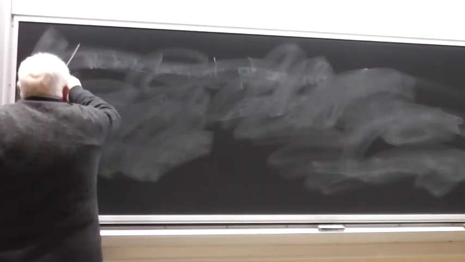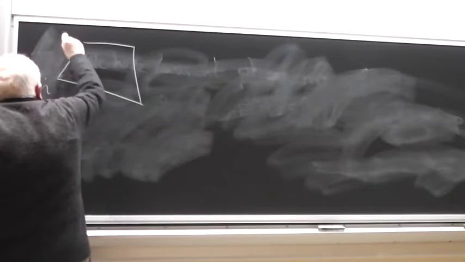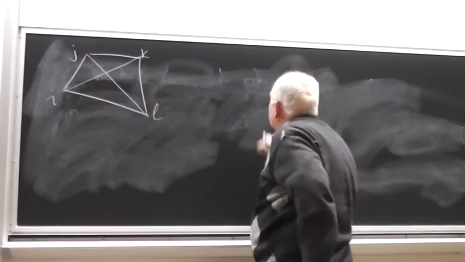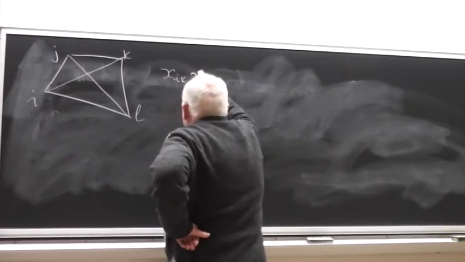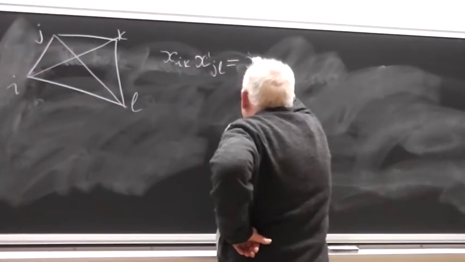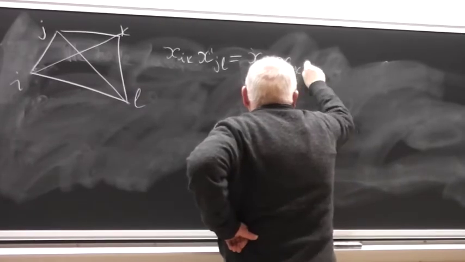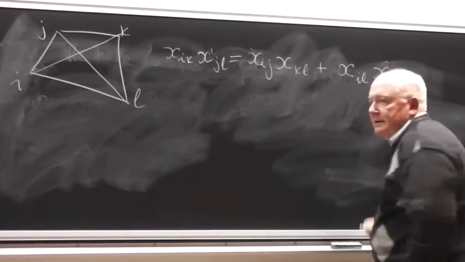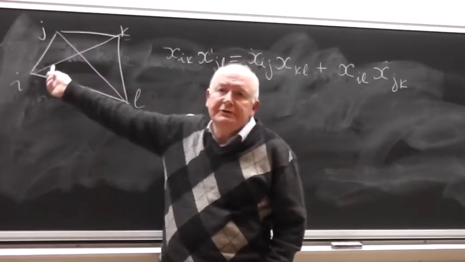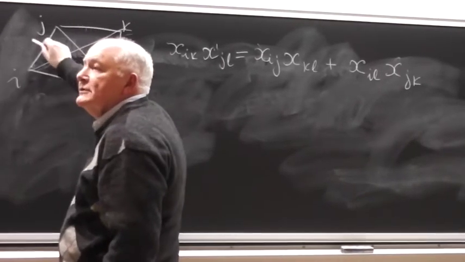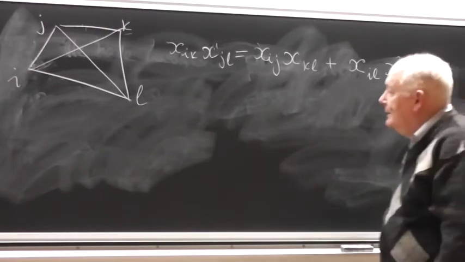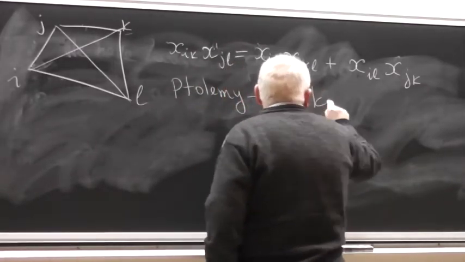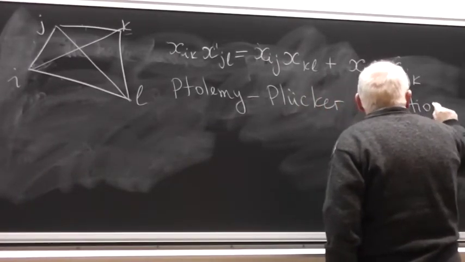So the condition is the following. If you have a quadrilateral with diagonals, then you impose the condition x_ik x_jl equals x_ij x_kl plus x_il x_jk. This means that the product of elements corresponding to diagonals is the sum of products corresponding to the opposite sides. It's called the Ptolemy, or sometimes Plücker, relations.